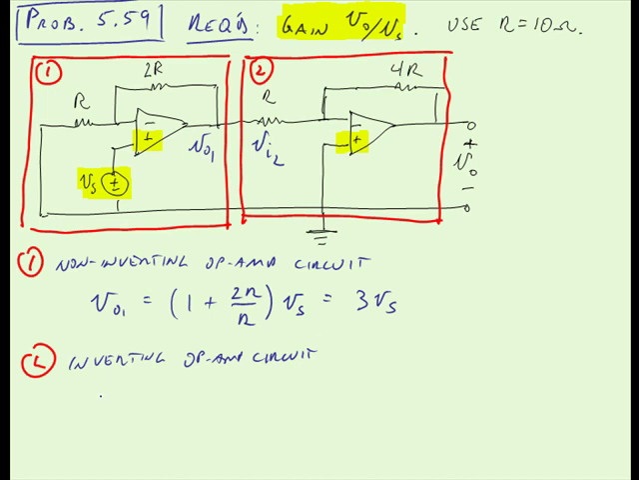And the output of the inverting op-amp circuit, which is the second one in our problem, and it's also the output of the entire system, is negative of the feedback resistor, which in the second circuit is 4R, over the input resistor, which is R, times the input into the second op-amp circuit.